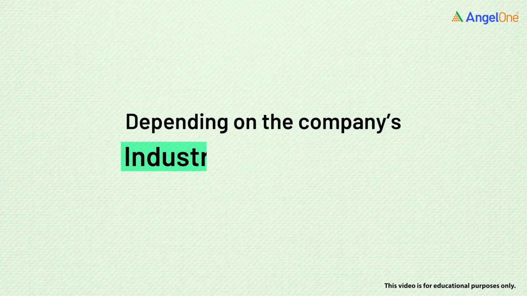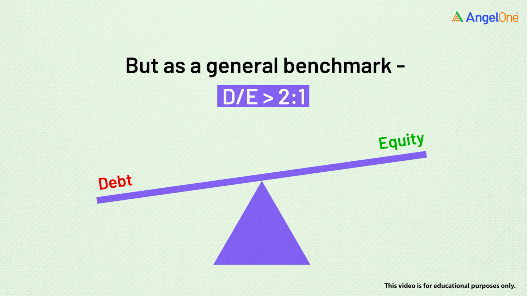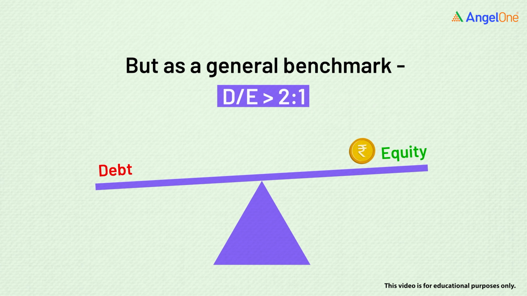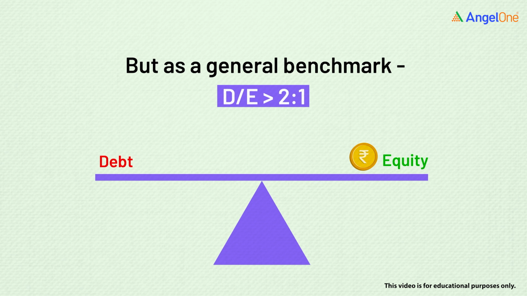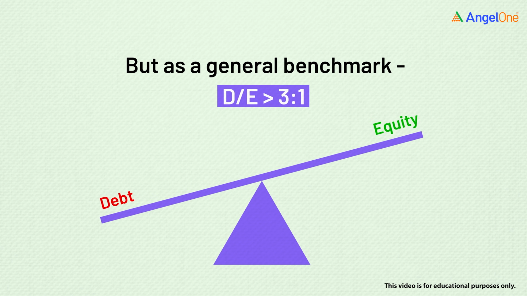Different industries have different norms depending on the company's industry, nature of business and scale of operations. But as a general benchmark, DE above 2:1 is where risk starts rising sharply. Think of it this way. You put 1 rupee, banks and lenders put in 2. That means lenders have twice the claim on the business compared to you, the shareholder. And as this ratio keeps rising from 3:1 to 4 to 6:1, the risk doesn't just increase, it multiplies.